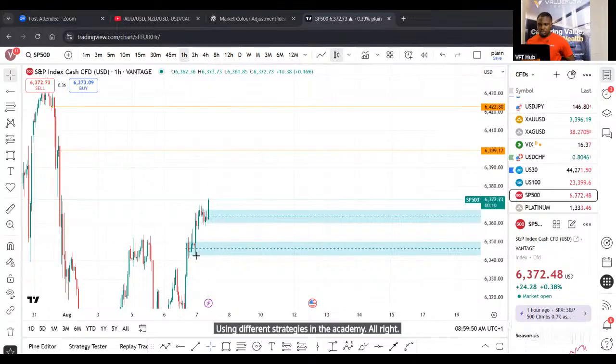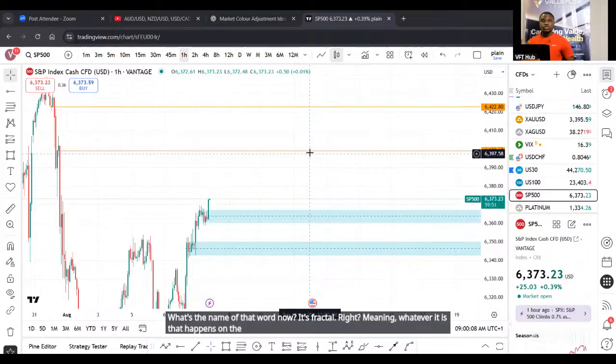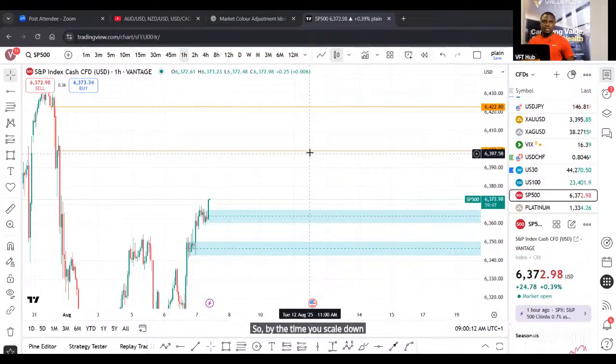Any strategy used to enter lower time frame? It is still box strategy, right? It's still box strategy on the M1 time frame. The idea is that price is fractal, right? Meaning whatever happens on the daily time frame happens even on the lower time frame too. So by the time you scale down, you still see that thing repeating itself. So it's the box strategy that we use even on the lower time frame.